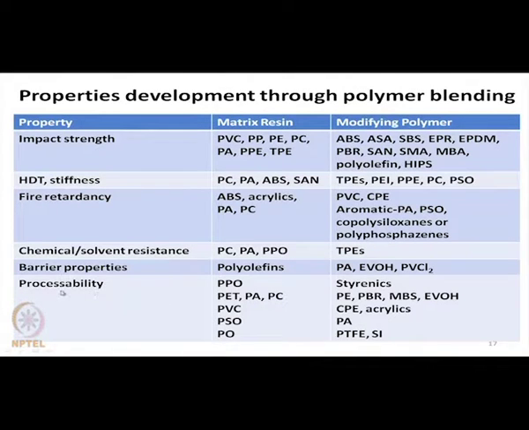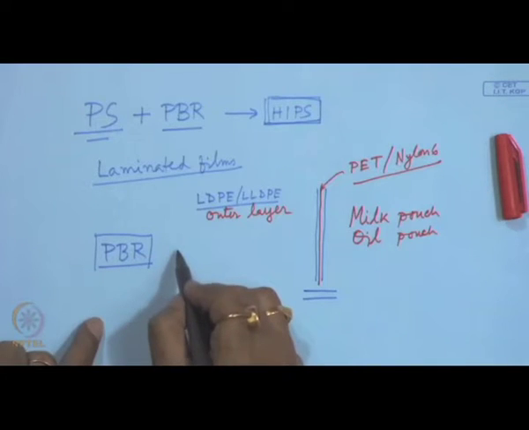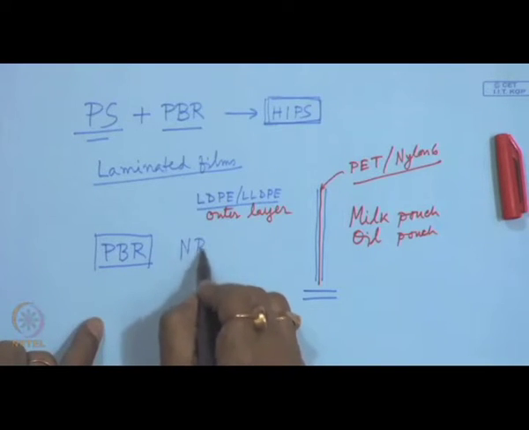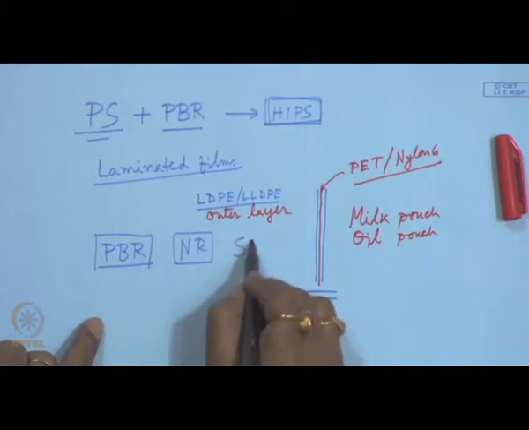Then processability. In order to improve the processability, it is not so easy, as not all polymers are processable in that way. So, for example, say polybutadiene rubber. The processability of polybutadiene rubber is not good, whereas the processability of natural rubber is very good. Processability of SBR is also very good.